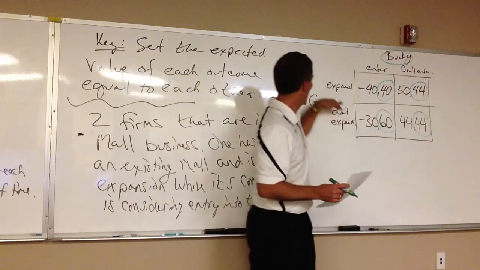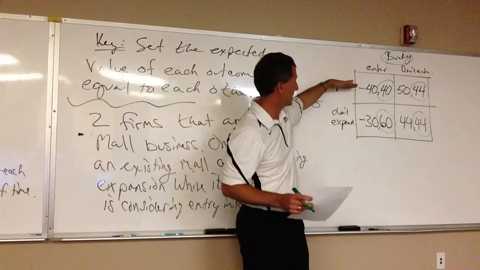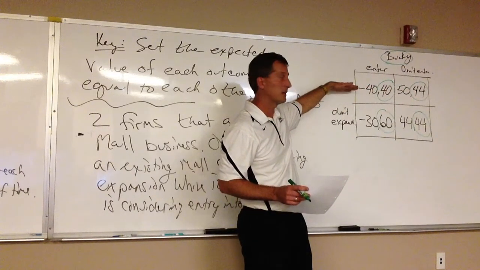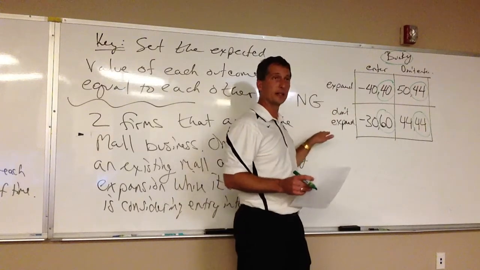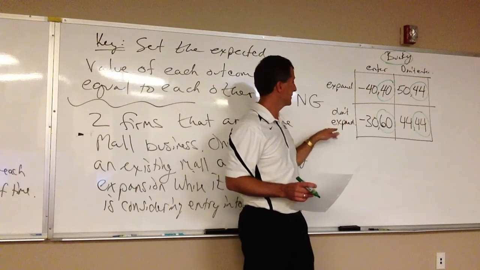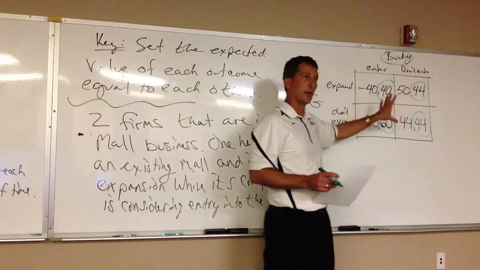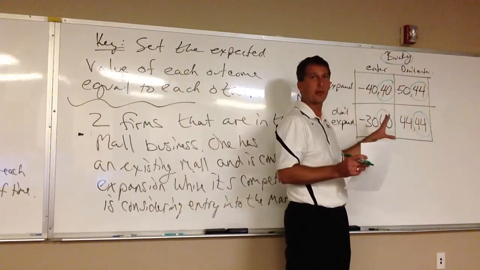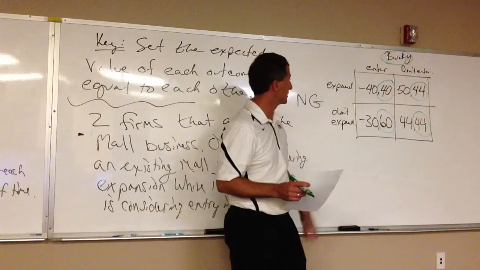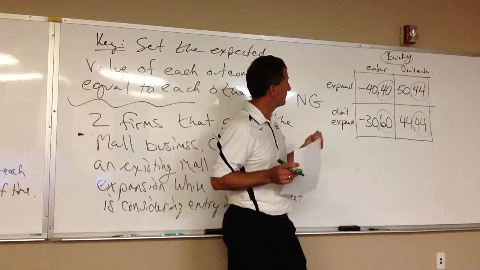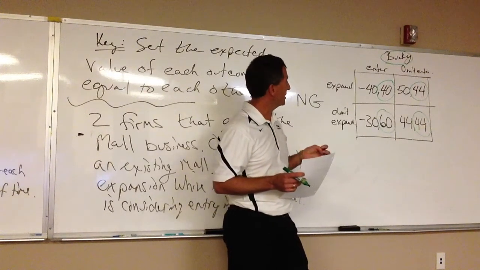No. So for North Grand, if North Grand expands, is there a dominant strategy? Better regardless of what Bucky does? No. So 30 is better than negative 40, but yet 50 is greater than 44. So that goes either way. And again, you can fall back to the method we did before. If Bucky chooses to enter, what would North Grand do? If Bucky chooses to not enter, what would they want to do? So for their choices, there's no dominant strategy. Nash equilibrium.